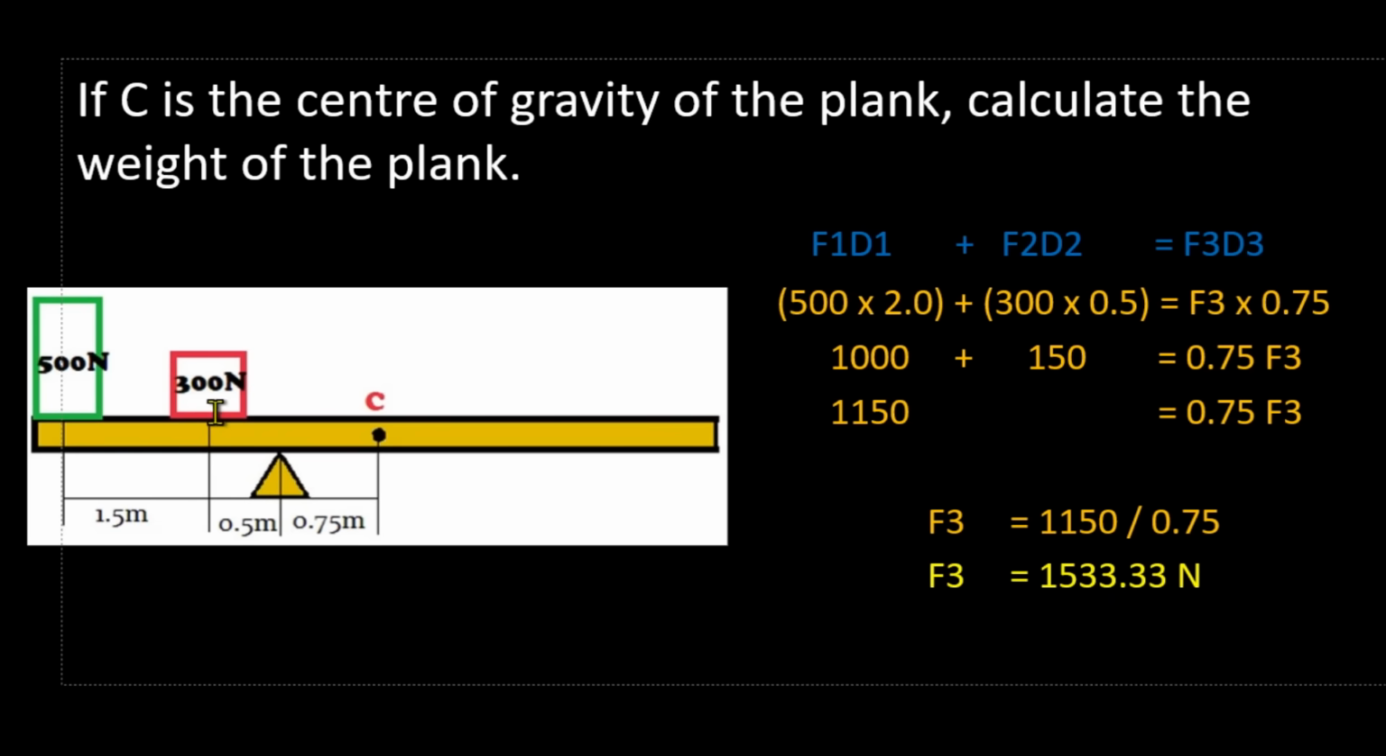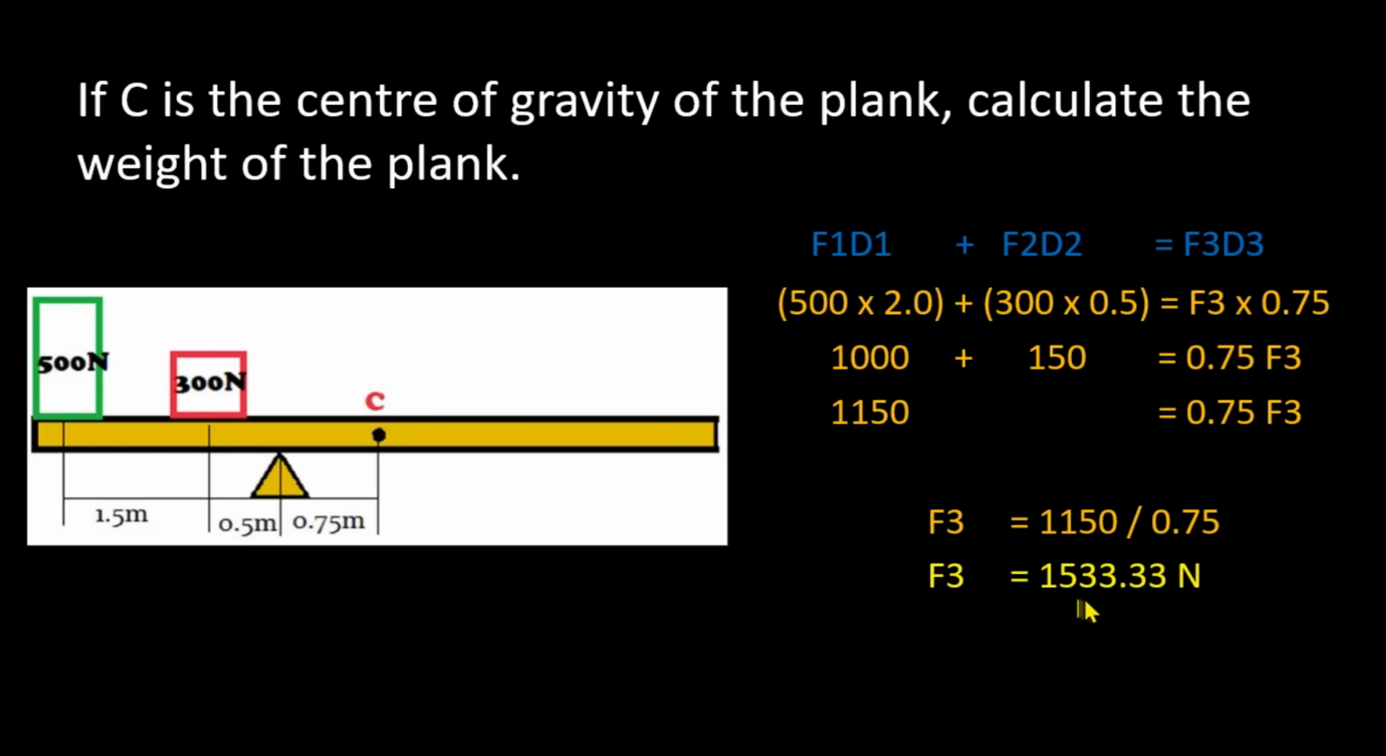F2D2 is going to be 300 times the distance from the fulcrum, which is going to be 0.5. So 300 by 0.5. F3D3 is going to be the weight of the plank, which is unknown, at the center of gravity, times the distance from the fulcrum, which is 0.75. 500 by 2 is 1000, 300 by 0.5 is 150, is equal to 0.75 F3. 1000 plus 150 is 1150, is equal to 0.75 F3. F3 is thus 1150 divided by 0.75, and your answer will be 1533.33 newtons. That will be the weight of the plank.